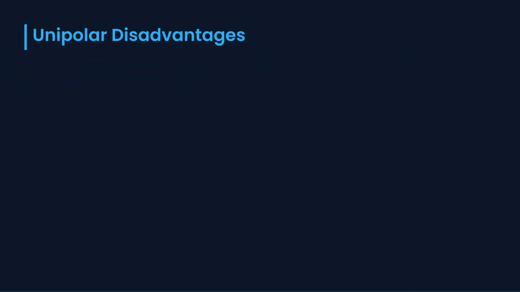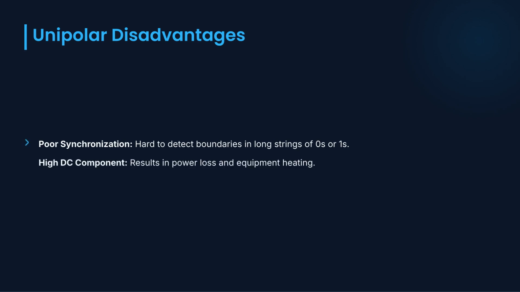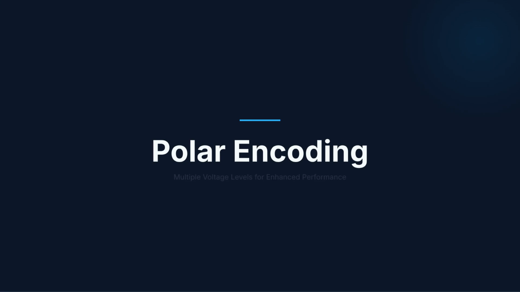However, unipolar encoding has disadvantages, such as poor synchronization in long strings of identical bits. It also has a high DC component, leading to power loss and a limited transmission distance. Next, we explore polar encoding, which utilizes multiple voltage levels for enhanced performance in digital transmission systems.